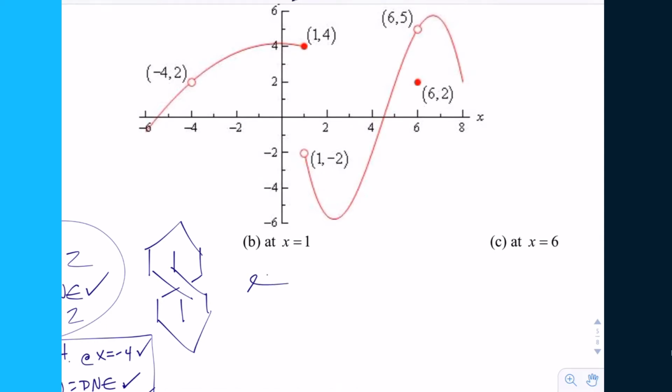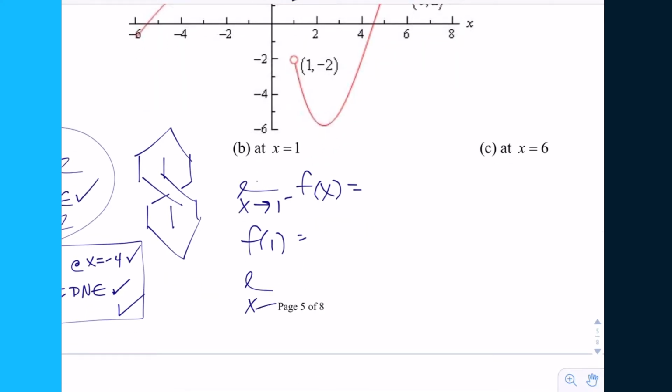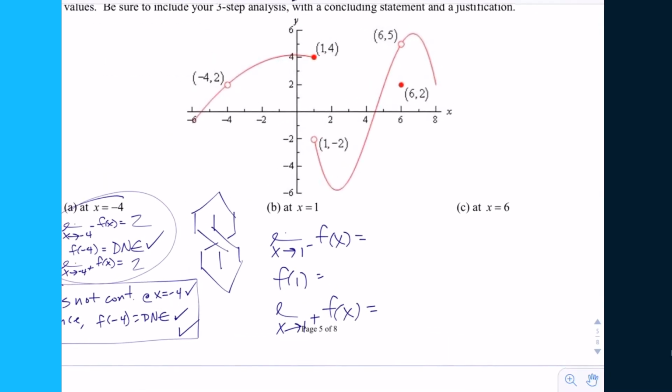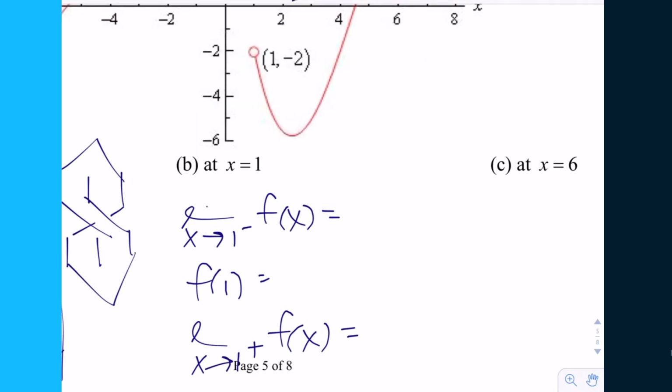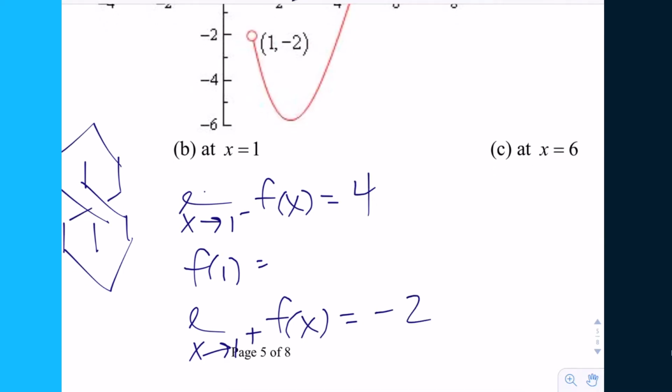Let's look at x equals 1. The limit as x goes to 1 from the left of f, the function value, I'll keep it consistent, then f of 1, and then the limit as x goes to 1 from the right. So we wrote down the notation. And then 1 from the left. Here's 1 right here. What's 1 from the left? 4. What's the limit from the right of 1? -2. Oh, boy. So 4 from the left, -2 from the right.